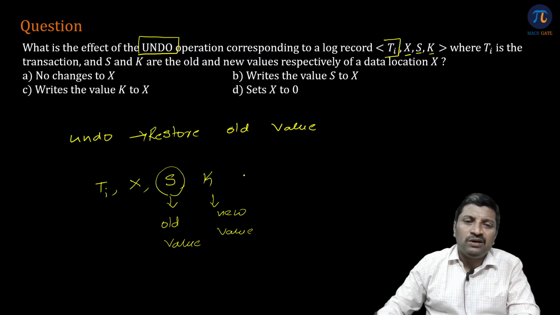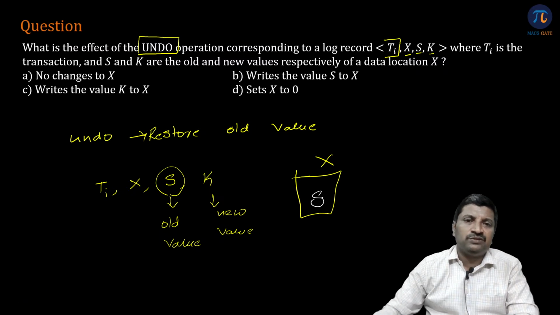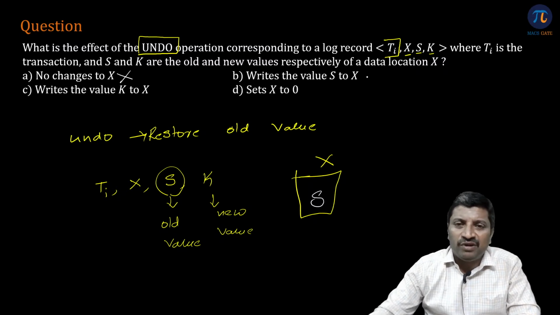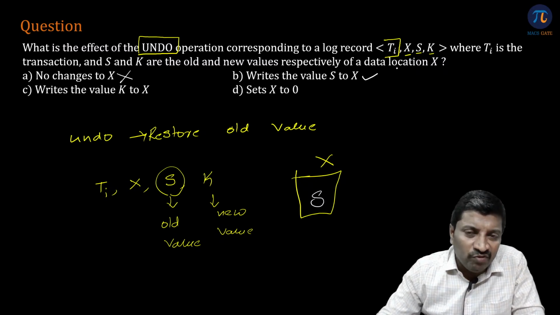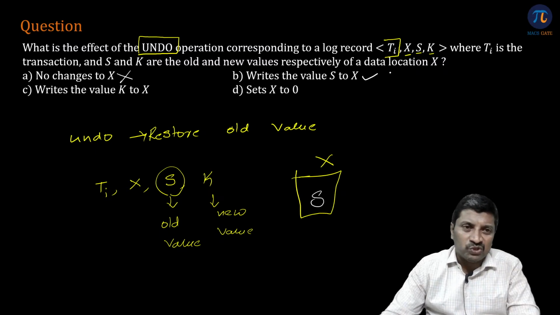So what should I do, sir? In the X variable, whatever the value may be, my job is to restore the value of S. So no changes to X. It was not correct. Write the value of S to X. S, right? Because we are writing the old value to the variable X. Hope you understood it.